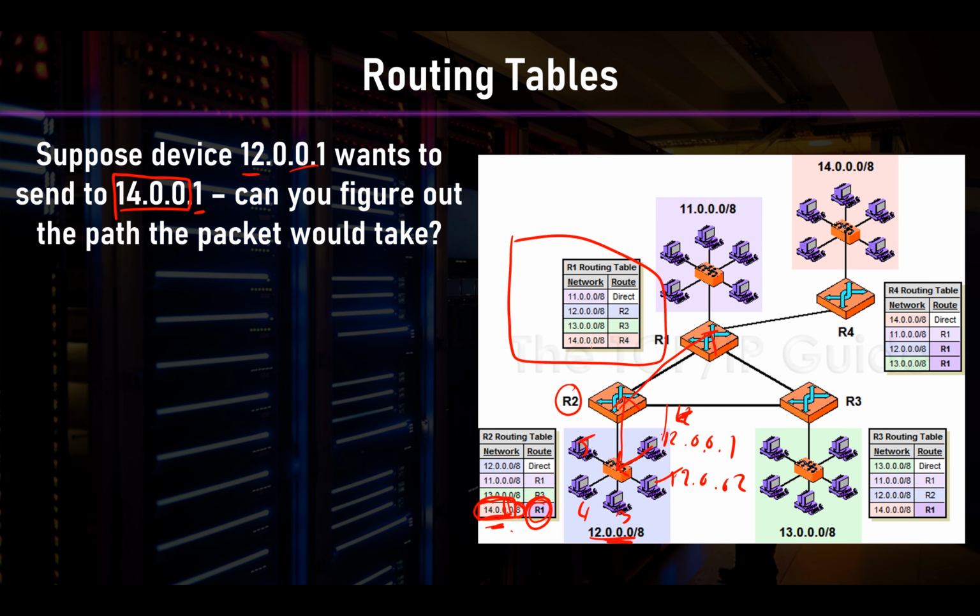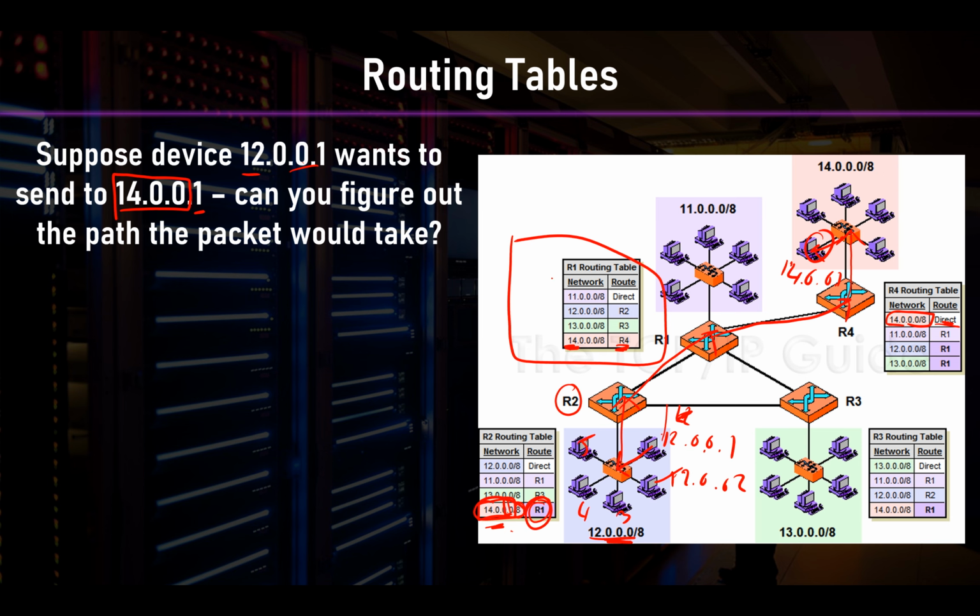Then let's look at router 1's routing table, where it's saying 14, and that's saying send to router 4. If we look at router 4, for 14 it's now saying direct, so just internal, within the network. So let's send it to the switch. Then the switch is going to know what device to send it to. Let's say this one is 14.0.0.1, then it's going to send it to this device here. Hopefully that makes sense.